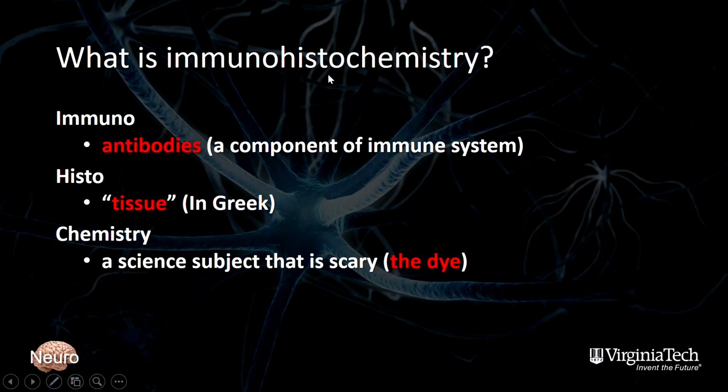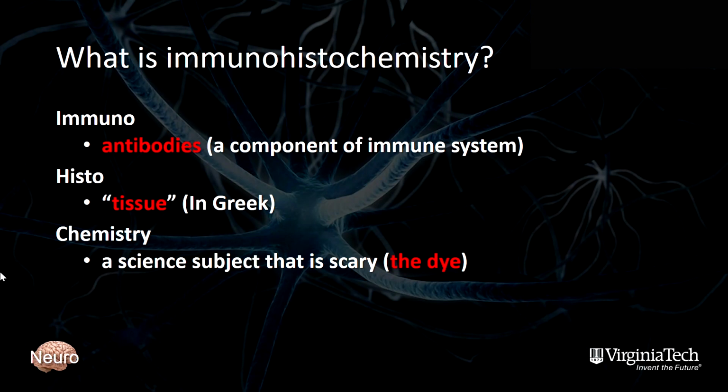Okay, what is immunohistochemistry? There are three parts of this long terminology. First one is immuno. In this technique, we use the antibody, which is a component of our immune system. That's why the immuno is there. And then histo means tissue. We already talked about that. And then we have to use a dye to visualize the subject that we want to see, and we have to use a chemical reaction to make this dye. That's why the chemistry is in there.